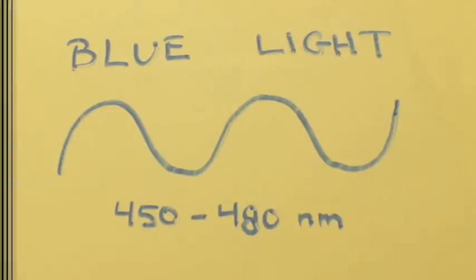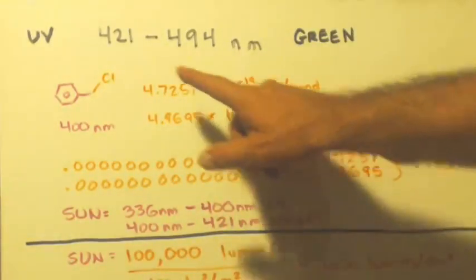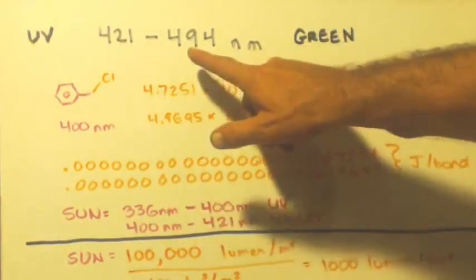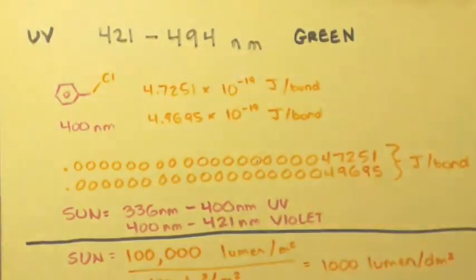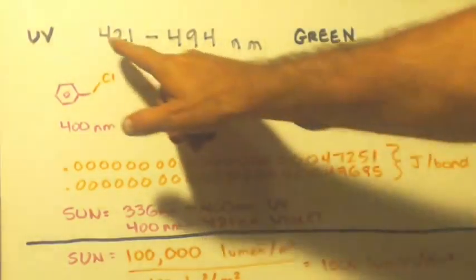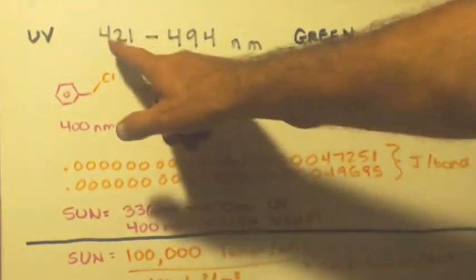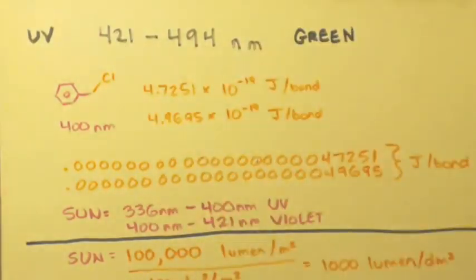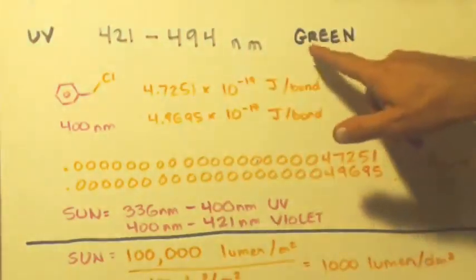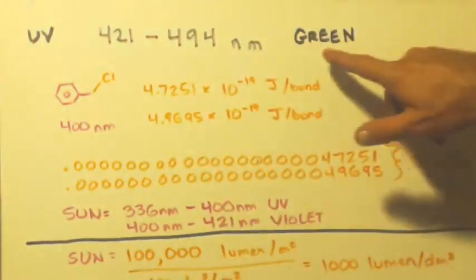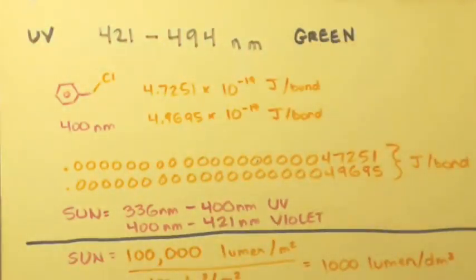But I want you to look at this. Here's what we need, right? 421 to 494. This is green light. This is blue light, I think. It might actually be violet, I don't know. But up here would be your UV, and this would be green and all your longer wavelengths, like orange, yellow, and red, and all that.